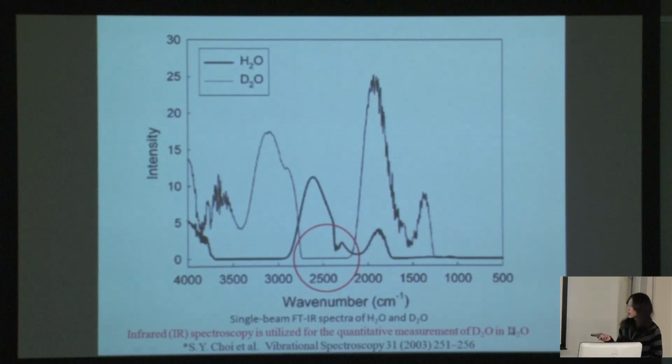This figure shows a single beam spectra of water and heavy water. This reference paper also shows water has a very strong absorption band between 3,007 per centimeter to 2,700 per centimeter, and also 1,007 per centimeter to 500 per centimeter. Heavy water has a distinguished different absorption band, not overlapped by water, centered at 2,500 per centimeter.